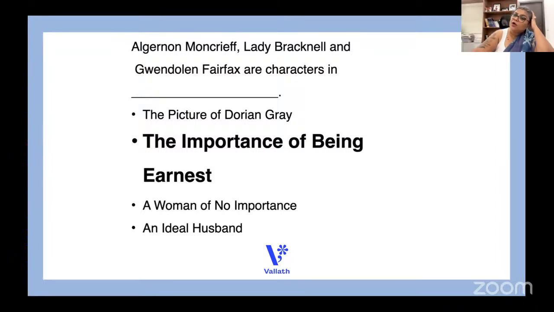Right. Algernon Moncrieff is living in London and he's visited by Jack Worthing. He's also called Ernest. Both Algernon and Jack are calling themselves Ernest. So, there is a whole confusion related to the name Ernest. Gwendolen Fairfax is Algernon's cousin who falls in love with Jack. Gwendolen is the daughter of Lady Bracknell. They are very upper class characters, and class is a very important issue here. The Picture of Dorian Gray is Oscar Wilde's novel. A Woman of No Importance and An Ideal Husband are two of his plays.